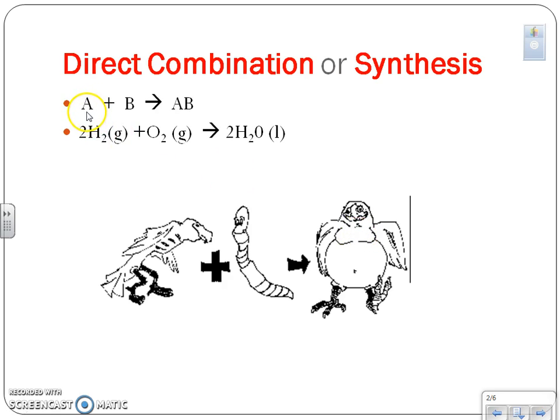An example, just a generic example, would be A plus B yields AB. A chemical example would be hydrogen plus oxygen, and those are both in gas form, yields water. One product. So that's your key. 2 or more reactants, one product.